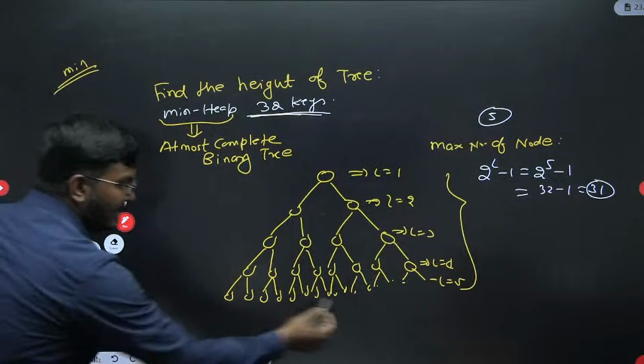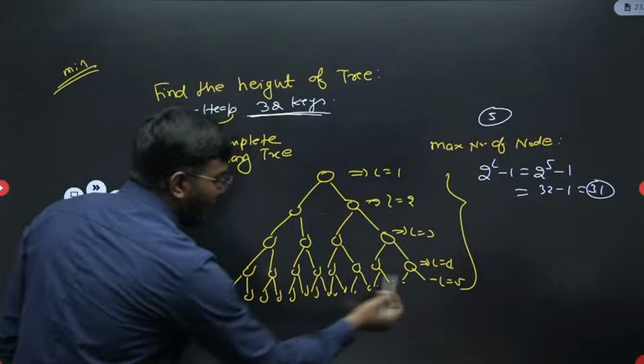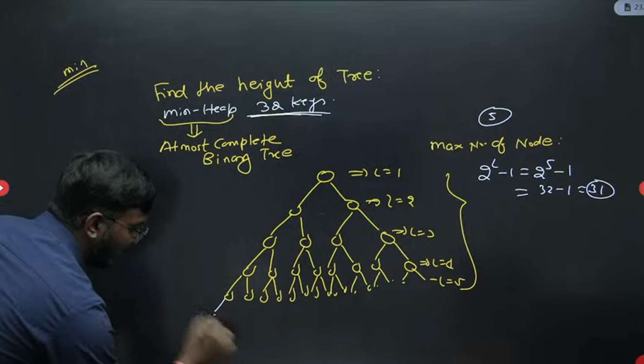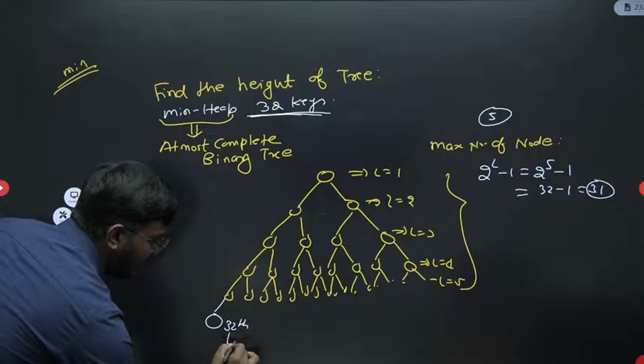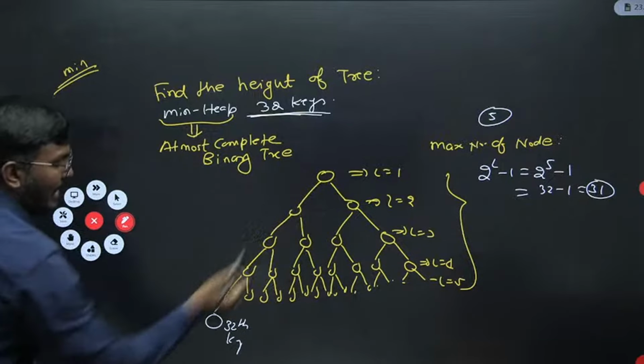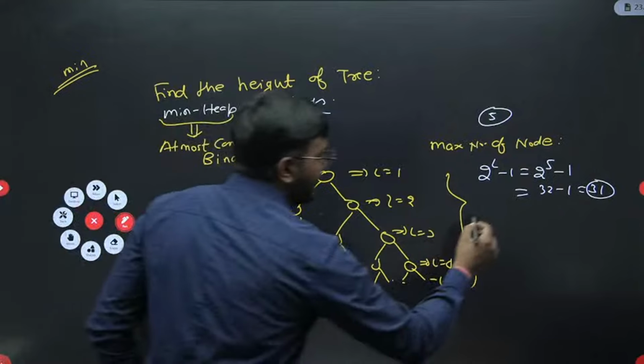It means at the last level, insertion is always done from left to right. So the 32nd key will be inserted from the left here. This is our 32nd key. Getting my point? Done. So it will increase the height by 1. So how many levels do we have? 6 levels. Again, what is the relation between height and level?